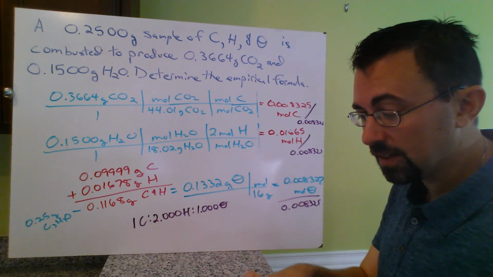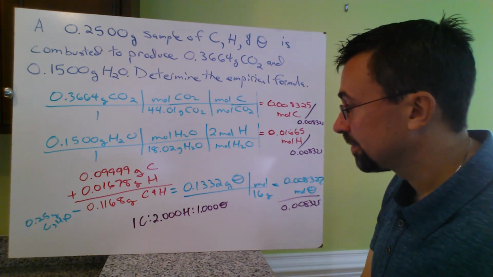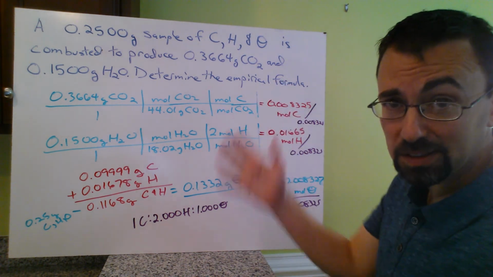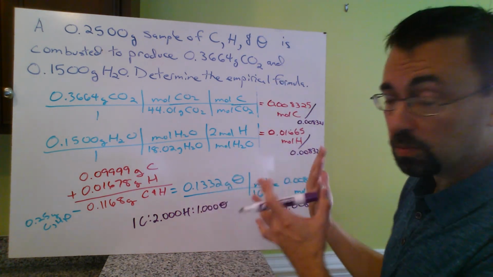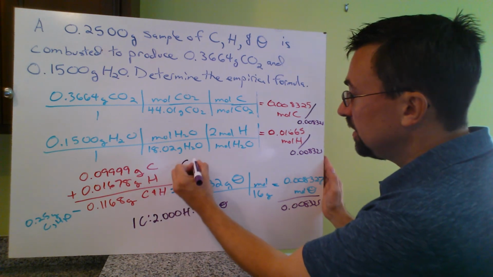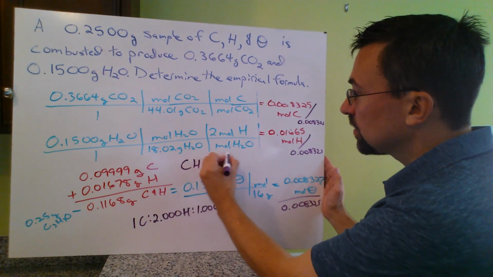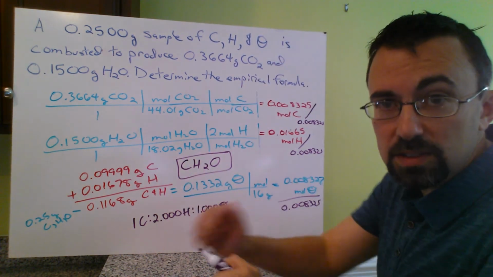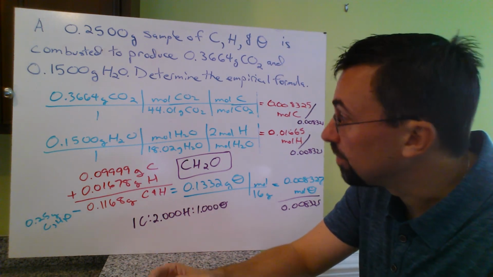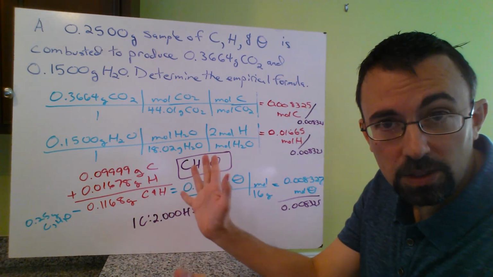We don't have to do any of that. I obviously, I guess I made this problem easy. It's not particularly easy, but it could be one more step. And my final answer would be CH2O. So this could be glucose, for example. Would give you that ratio at the end. Again, that's the empirical formula, not the molecular formula.